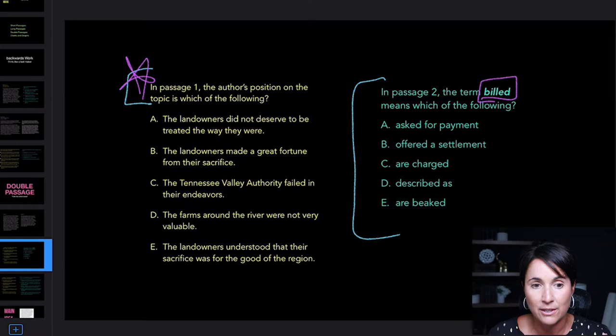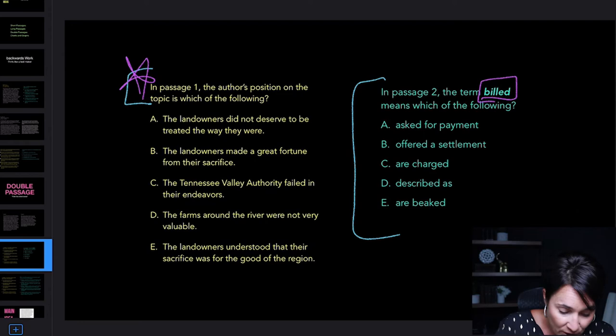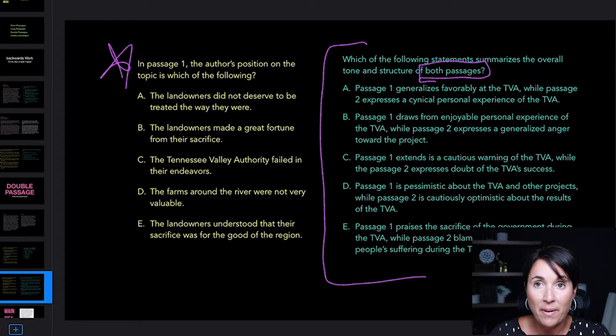Now I have such a good understanding of both passages, because not only have I read the questions for both passages, not only have I broken up the passages and understood them through backwards design, I am now going to easily be able to answer these double passage questions, or both passage questions. I am telling you, this strategy will help you tremendously on the double passage questions.